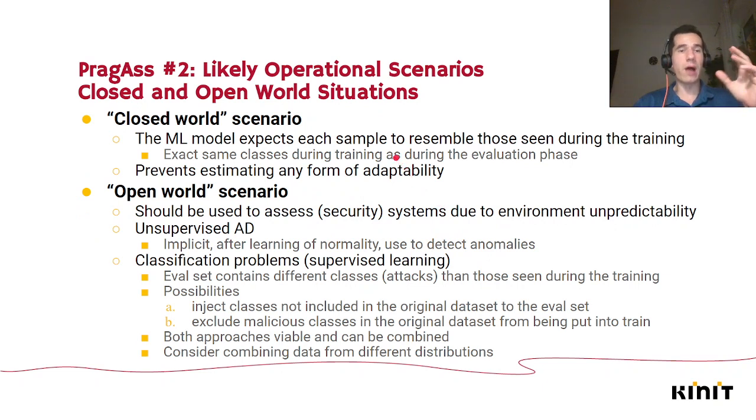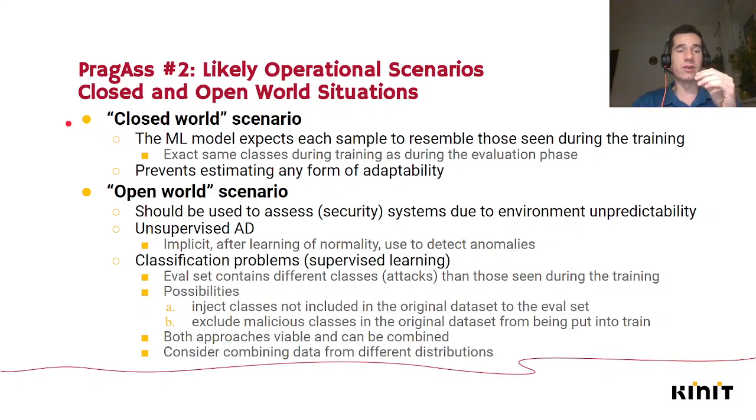We already looked at what the closed and open world situations look like, so just a quick recap. In the closed world scenario, machine learning expects each sample to resemble those seen during training, so basically giving the model the same classes during training as during testing. But this prevents us from estimating any form of adaptability. So we cannot tell how the model would act in practice if it received a completely different type of class, different type of attack, or image, or anything else. So we couldn't tell.